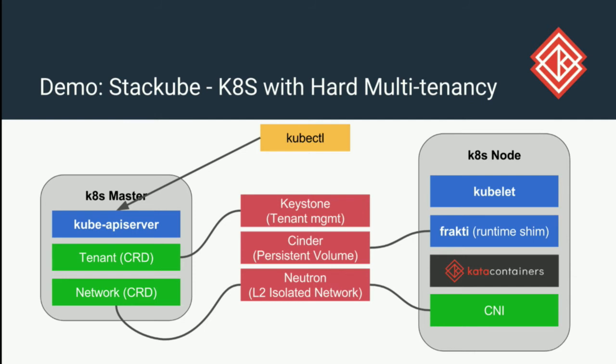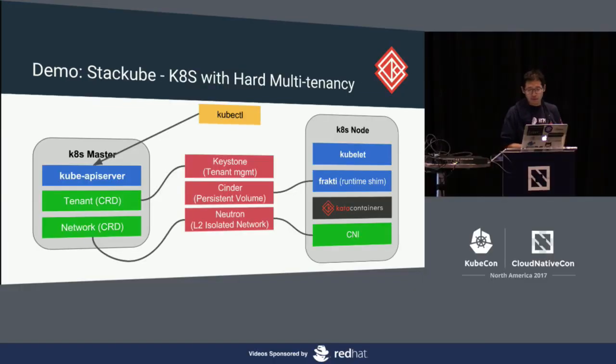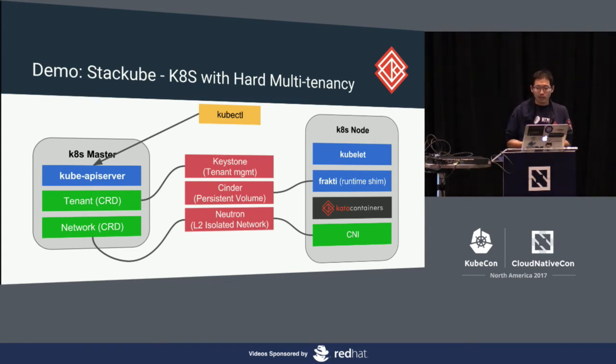Here is a simple work scheme. From kubectl you can reach the Kubernetes master, the API server, and then you can allocate your tenants from a customized resource based on OpenStack Keystone, and you can allocate networks through Neutron and provide a layer 2 isolated network for each tenant. And we use the kubelet called frakti. That's a CRI server to call the Kata containers or other runtimes to create containers.